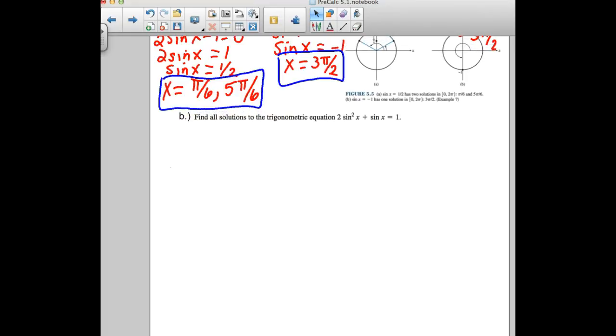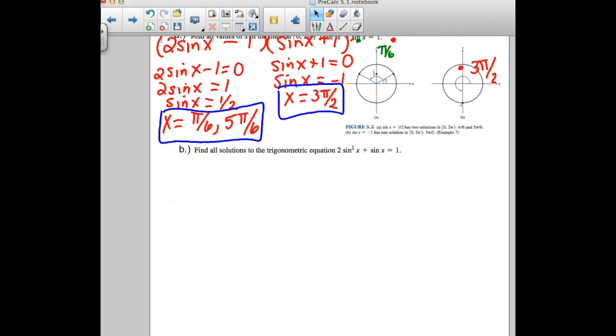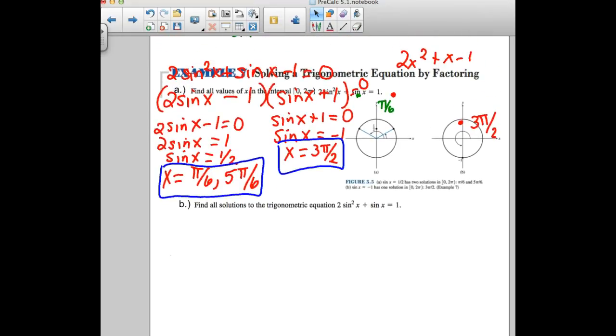All right. Part B says find all solutions to the trigonometric equation 2 sine squared of x plus sine of x equals 1. That's the same exact equation that we just solved. However, notice that in part A, it said we needed all the values of x in the interval from 0 to 2 pi, meaning if we just go once around the unit circle. But in part B, it says we can list every single solution.